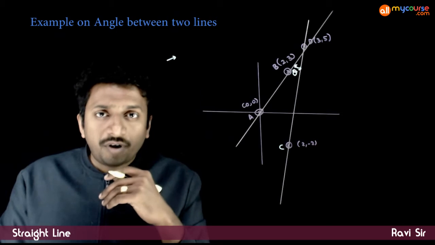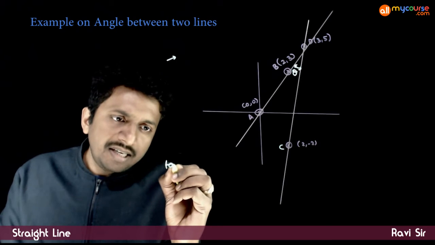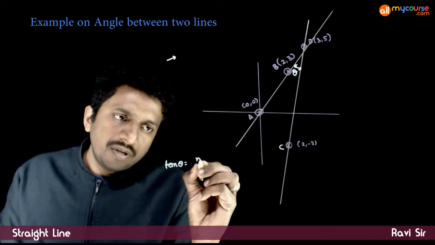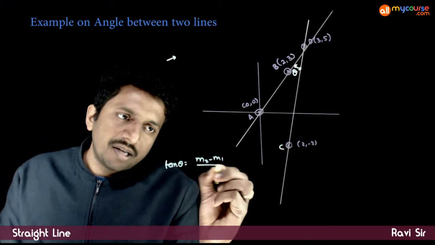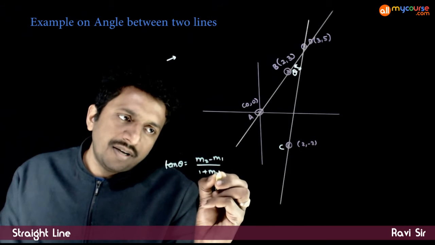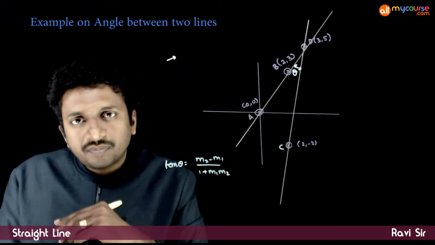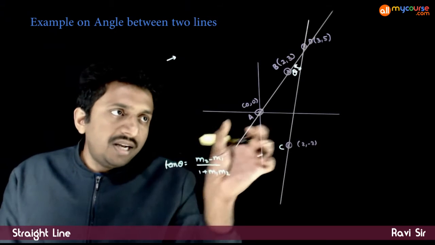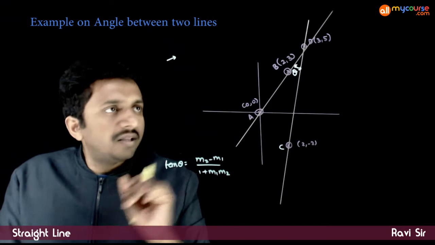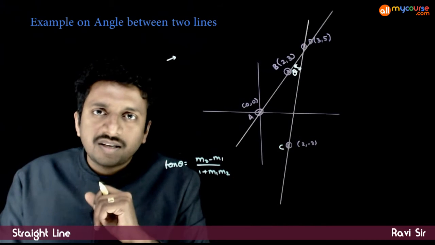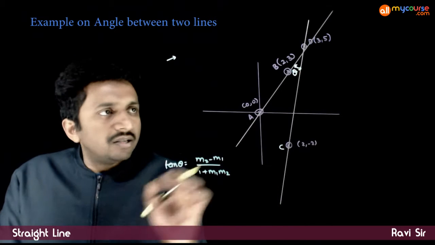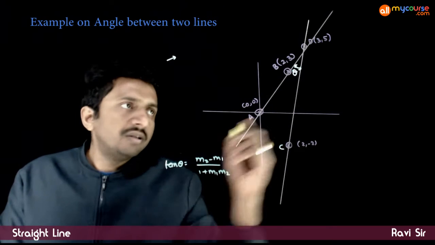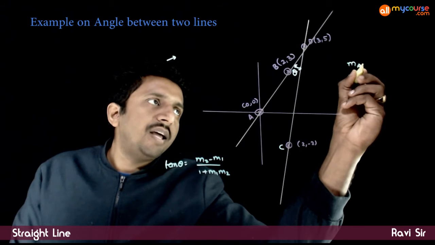So we'll use the formula: tan theta is equal to (m2 minus m1) by (1 plus m1 m2). If you want the angle between two lines, you need the slopes of these two lines. Now you're given 2 points on each of these lines, so I can very easily find the slope. So what is the slope of AB?